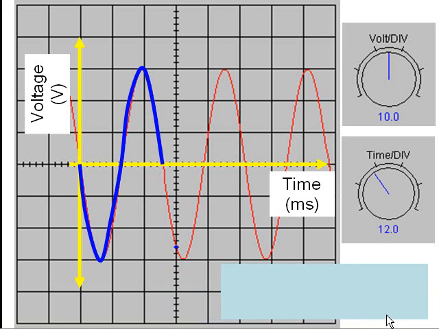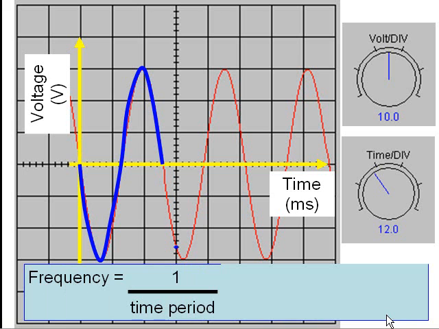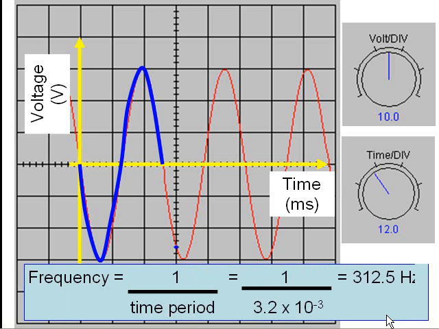We can convert time period to a frequency, which is the number of cycles per second, as follows. The frequency is equal to 1 over time period, or 1 divided by time period. Putting in the value for time, remembering to convert the milliseconds to times 10 to the minus 3, we can calculate the frequency as 312.5 Hz.